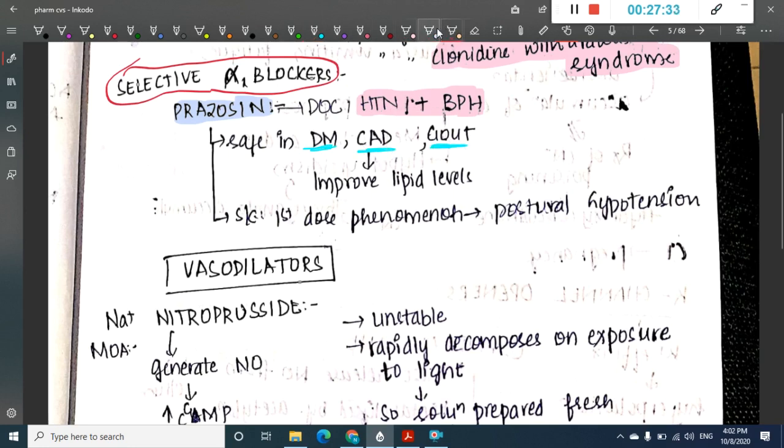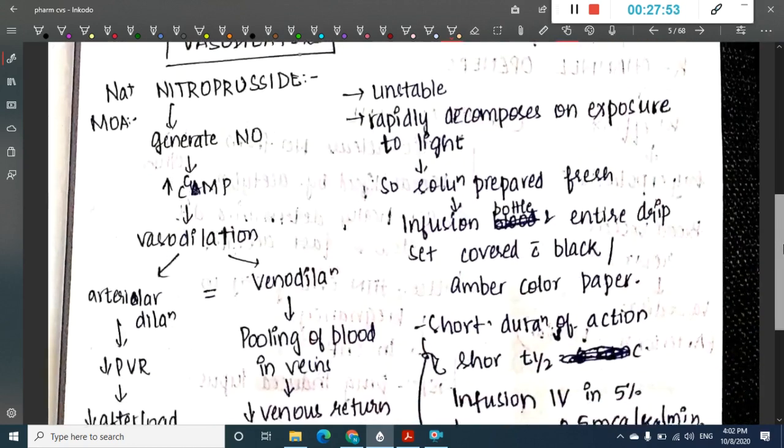One more important side effect is something called the first dose phenomenon, that is hypotension. Postural hypotension is reported after getting the first dose. That is, after giving the first dose, the patient reports postural hypotension. So this is called prazosin, which is a selective alpha 1 blocker.